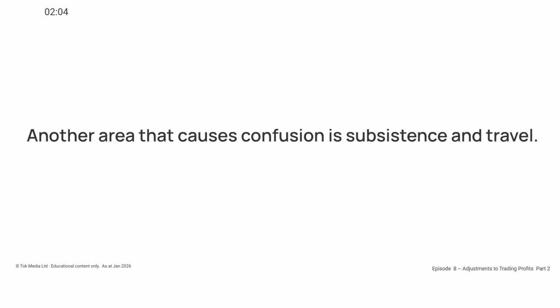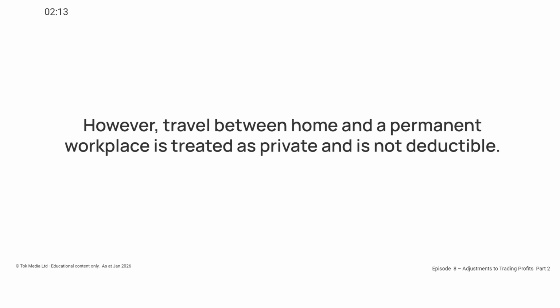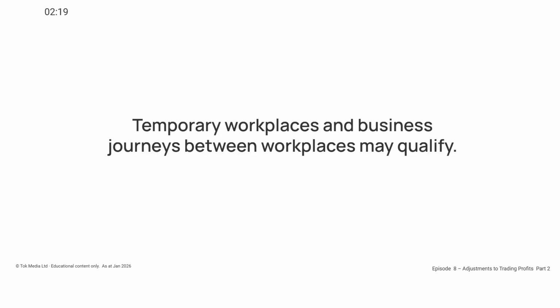Another area that causes confusion is subsistence and travel. Business travel costs are generally deductible. However, travel between home and a permanent workplace is treated as private and is not deductible. Temporary workplaces and business journeys between workplaces may qualify.